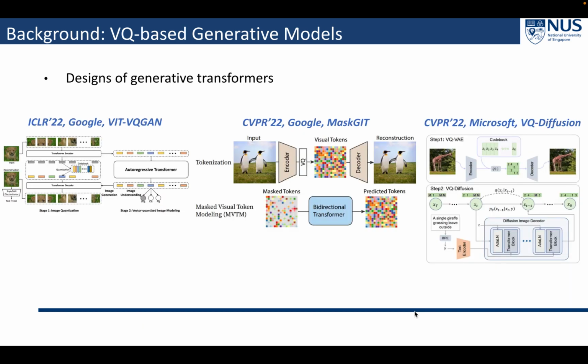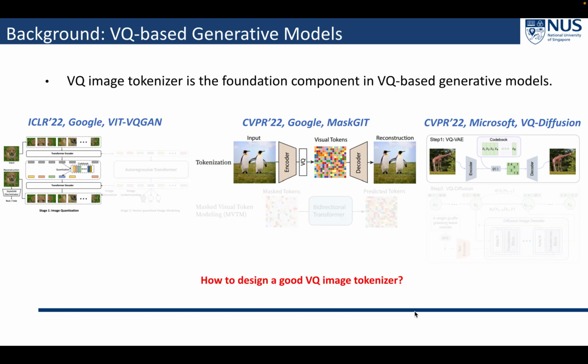We can see some designs of generative transformers, like the autoregressive transformer in ViT-VQGAN, the non-autoregressive transformer in MaskGIT, and the discrete diffusion in VQ-Diffusion. So we can find the VQ image tokenizer is a foundation component in VQ-based generative models. So how do we design a good VQ image tokenizer?